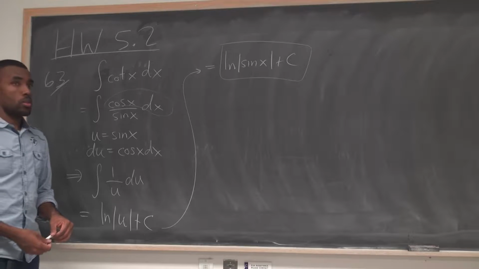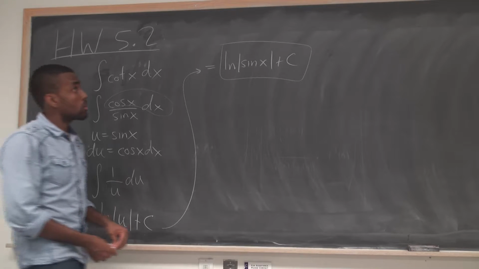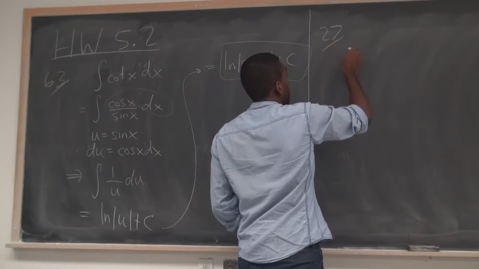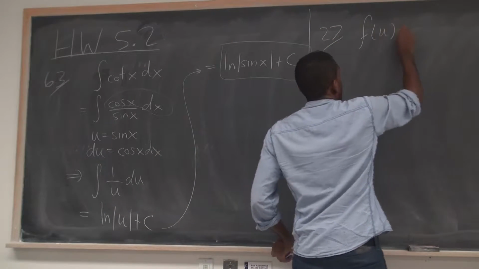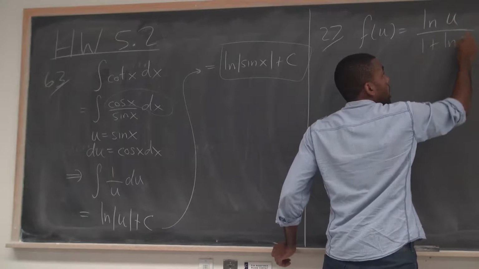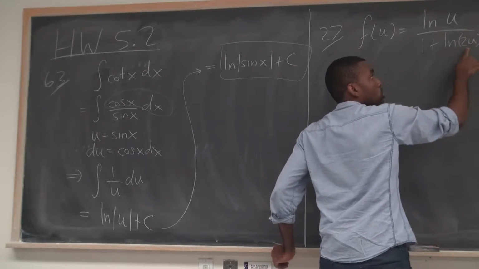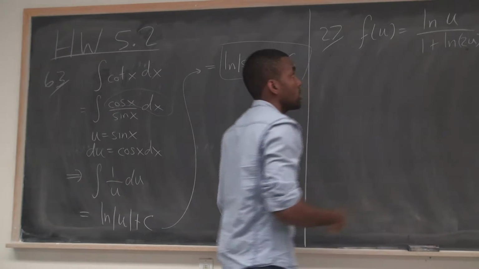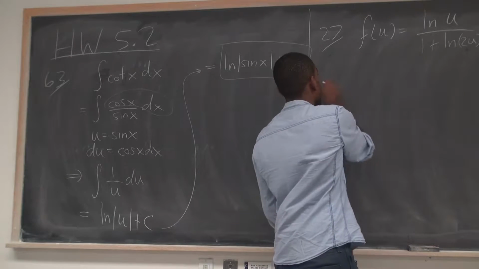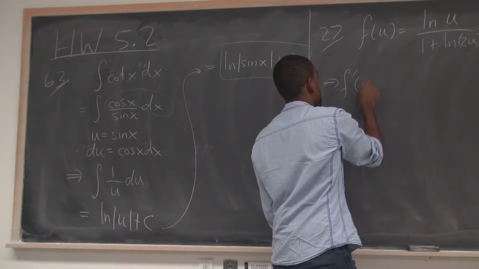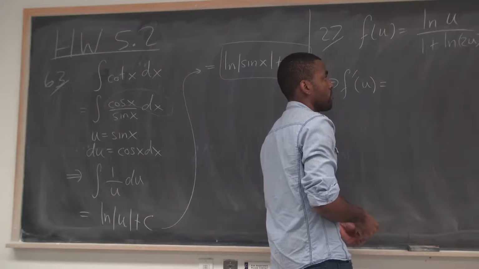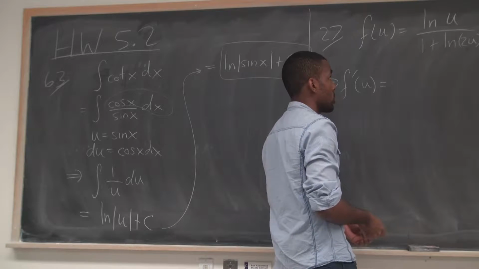Any other questions? To differentiate f of u equals ln of u over 1 plus ln of 2u, the 2u inside the ln. Okay? And we want to differentiate that. Okay, what do we do? We need the quotient rule.